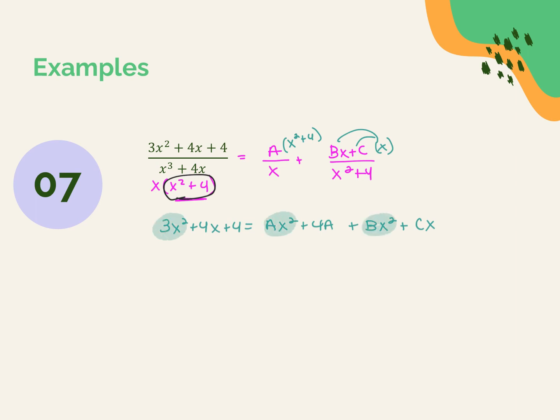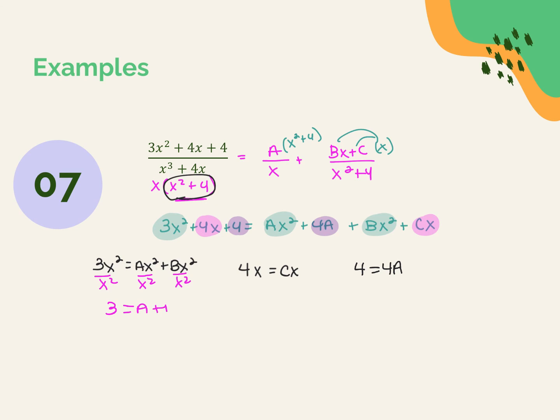Group together all of the x squareds. So you'd get 3x squared equals ax squared plus bx squared. Group together all the x to the first, and I get 4x equals cx. Group together all of the constants, and I get 4 equals 4a. Divide everything by x squared, and I get 3 equals a plus b. Divide everything by x, and I get 4 equals c. And then this one, I can just divide by 4, and a is 1.